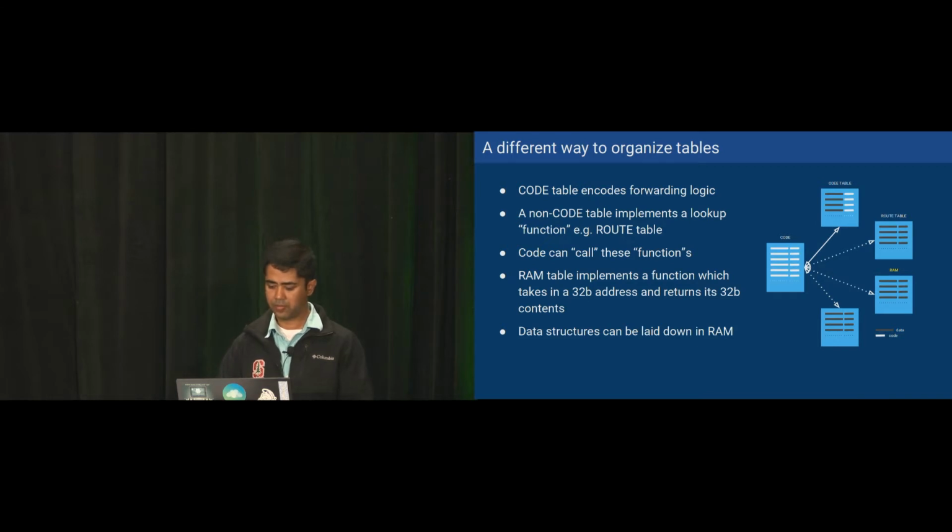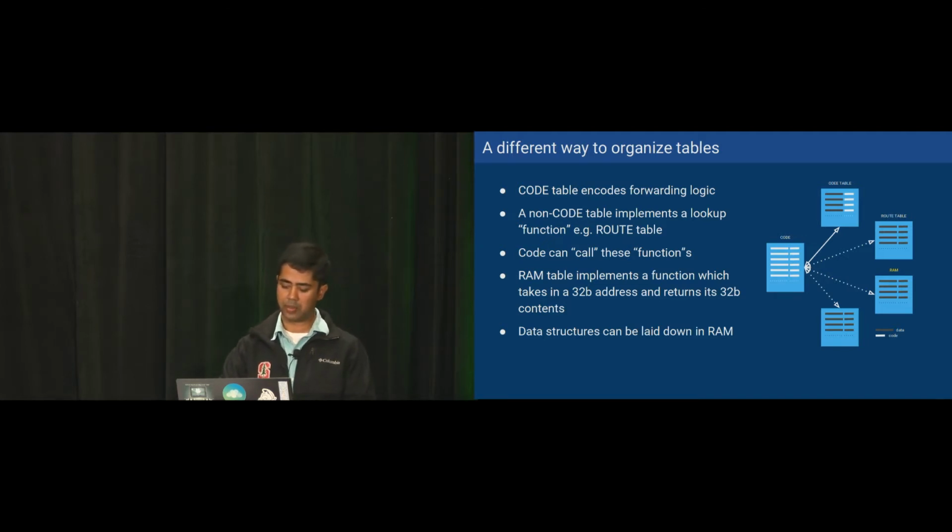It's the same diagram again, but now what we have also added is another table called RAM. It is actually possible to simulate RAM with the tables which we have in OVS. So we'll go over that. Essentially, we have a table which implements code, and we have a table which implements RAM. And RAM is actually yet another table which takes in a 32-bit address and returns the 32-bit contents of that address. So it's a very simple table, and we have other tables. And the code in the code table can actually make function calls into these other tables and do its job.